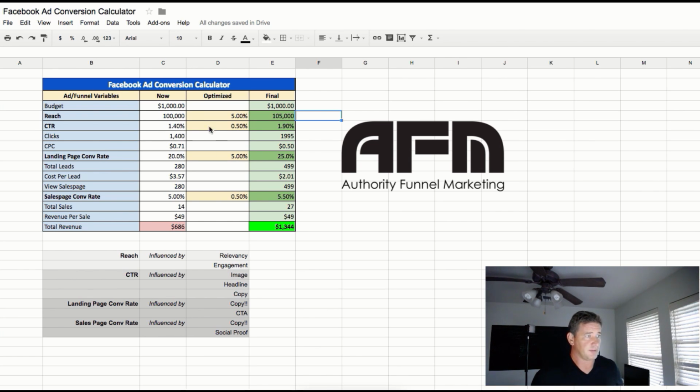In this example, I only wanted to improve the click-through rate because I'm trying to show you how small increments make big changes. Okay, we're going to improve that by 0.5%. So we're going to take that from 1.4 to 1.9%. Okay.